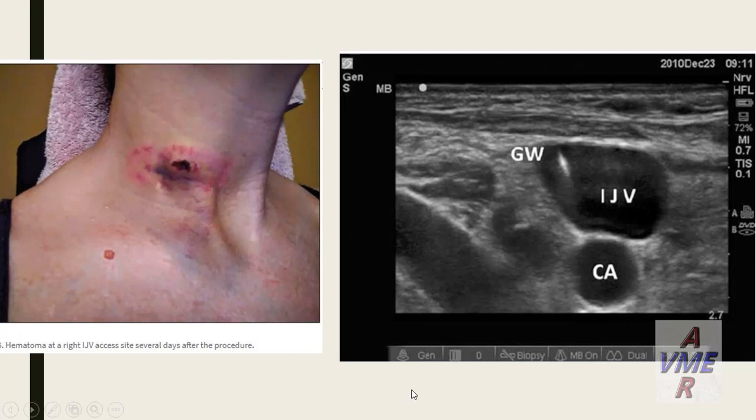And this is a picture of a transverse section of the ultrasound. This is the carotid artery, and this is the internal jugular vein, and we have a guide wire here. And this is a troublesome and catastrophic complication: hematoma after insertion of a catheter in the internal jugular vein.